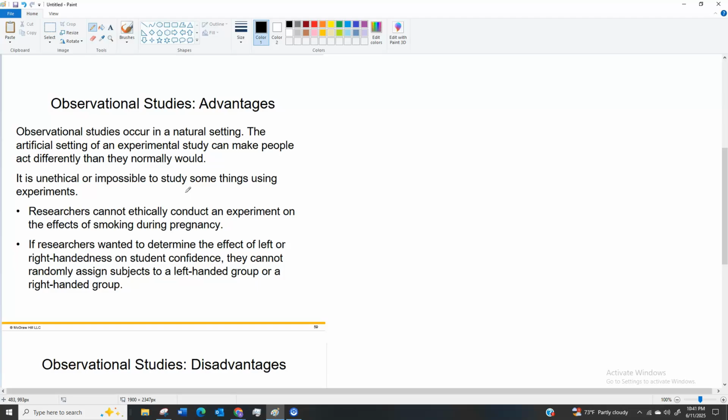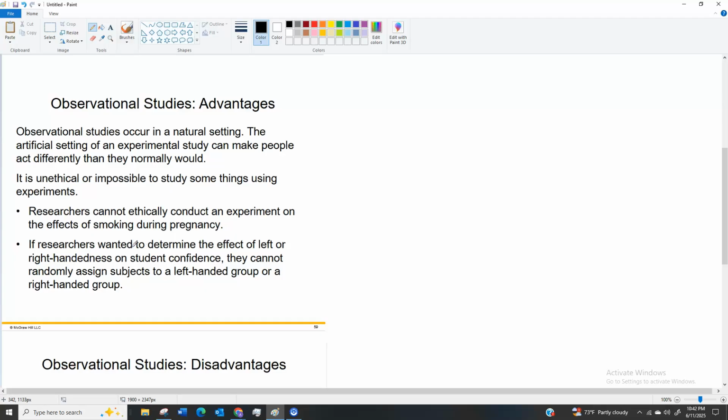Also, another big advantage is that sometimes it's unethical or impossible to study some things using an experiment. For instance, you cannot ethically conduct an experiment on the effects of smoking during pregnancy. You can't say you're going to be in the group that smokes during your pregnancy and you're going to be in the group that doesn't, because that's already known to be a possible detriment to the health of the newborn. And so that wouldn't be ethical, to assign people to those groups and encourage them to smoke during pregnancy. So it would have to be something that would be collected afterwards.